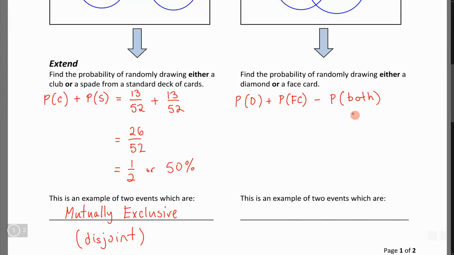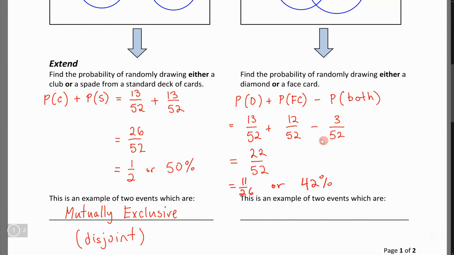Okay, so this equals the 13 out of 52 plus 12 face cards out of 52 minus the 3 jack, queen, and king diamonds that are shared between the 2 sets out of 52. Okay, and then if I add those numbers up, 13 plus 12 minus 3, that's 22 out of 52. And in lowest terms, that is 11 over 26 if I divide the top and bottom by 2, or I can express this as 42%.